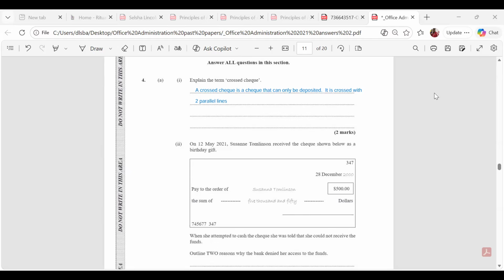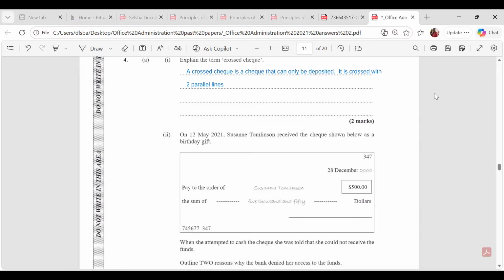Sir, it wasn't signed. No signature. What else? Yes, Chanel. And the sum that they wrote is not the sum that's there. It's not adding up. Right. So one has 5,050, but the other number is 500. What else? Some more.